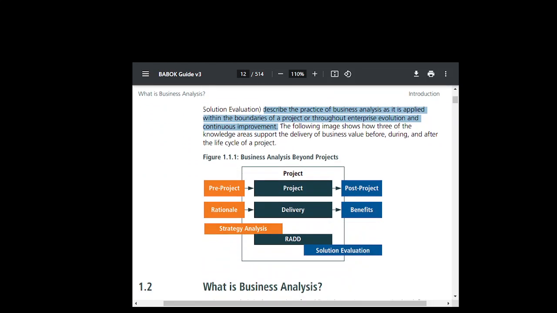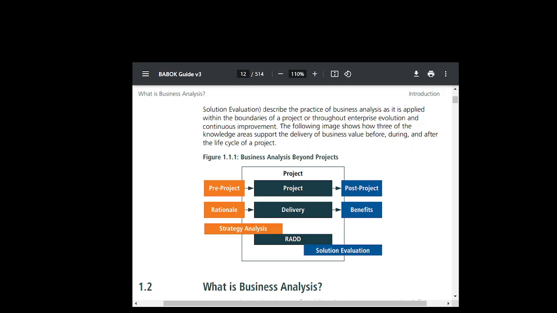So the following image shows how 3 of the knowledge areas support the delivery of business value before, during, and after the life cycle. So this illustration just shows you how the 3 knowledge areas support the delivery of business value. That is how whatever change you want to introduce would help the value of business before, during, and after the life cycle of projects. So let us look at this.